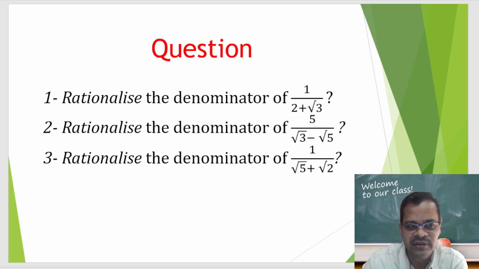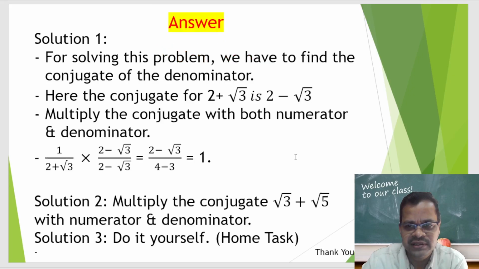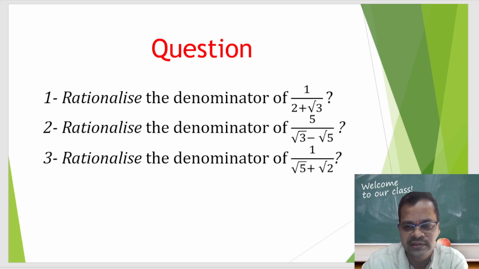So let's solve it. For solving this kind of problem, we have to find the conjugate of the denominator. What is the meaning of conjugate? Conjugate is the equal opposite of the denominator which has been given to us. Suppose the denominator given in the first question is 2 plus square root of 3. Then the conjugate is equal but opposite. It means 2 minus square root of 3.